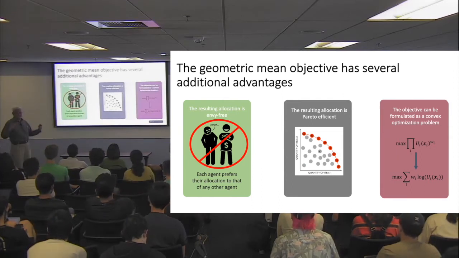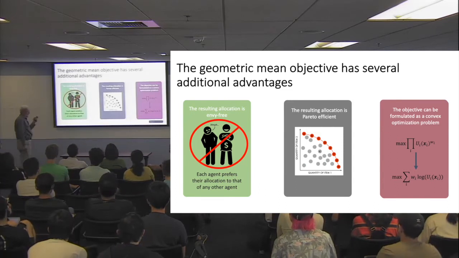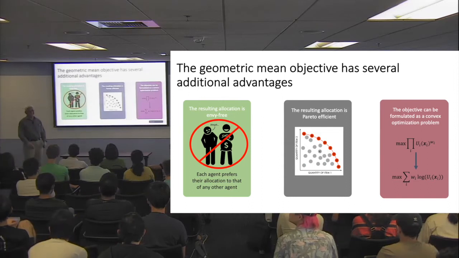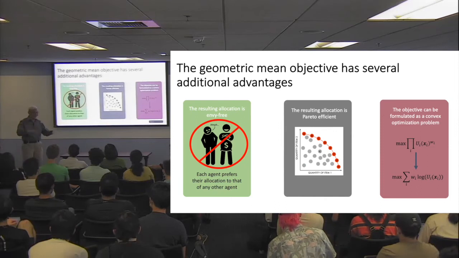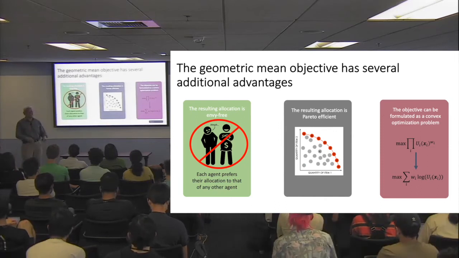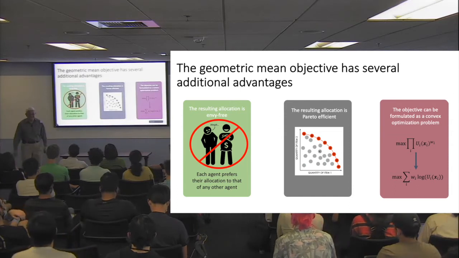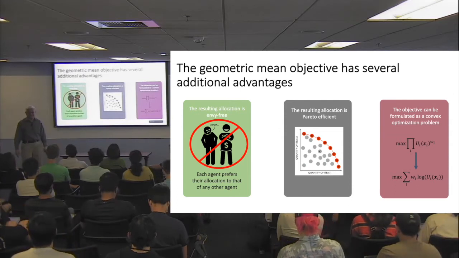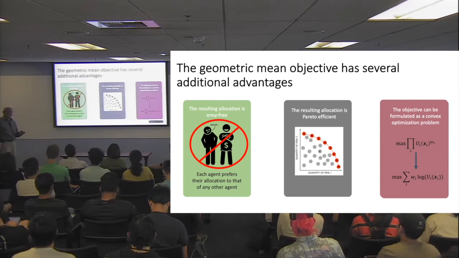So why not use this? Actually, the talk today is basically to convince you that geometric programming, the logarithmic aggregation, is as easy as linear programming, but has a lot of ideal properties which are suitable for economic and social settings, especially for today. So it's the politically correct objective.